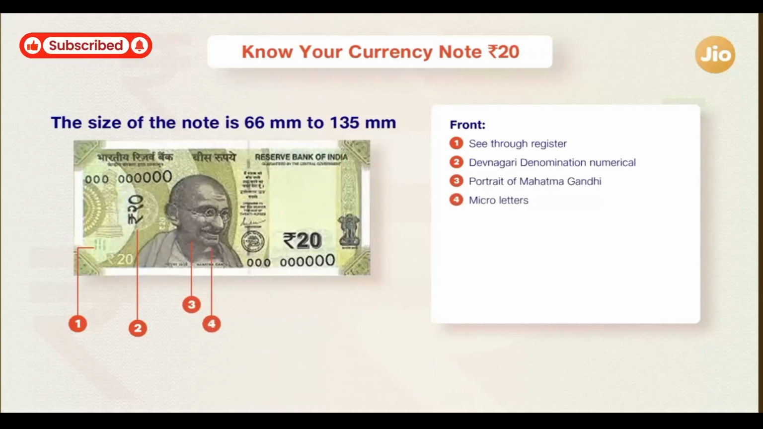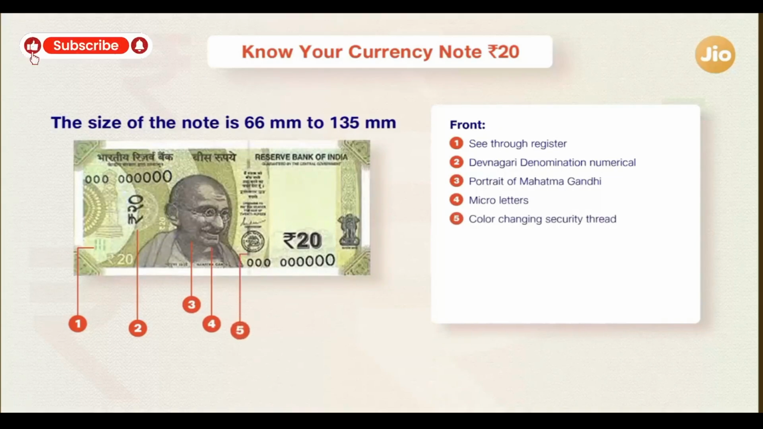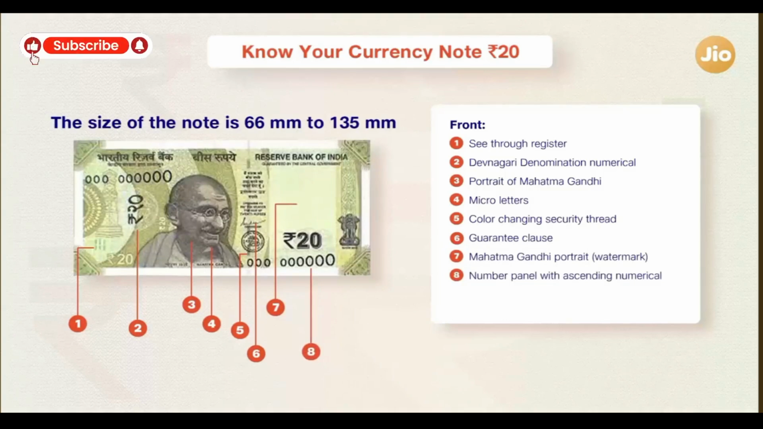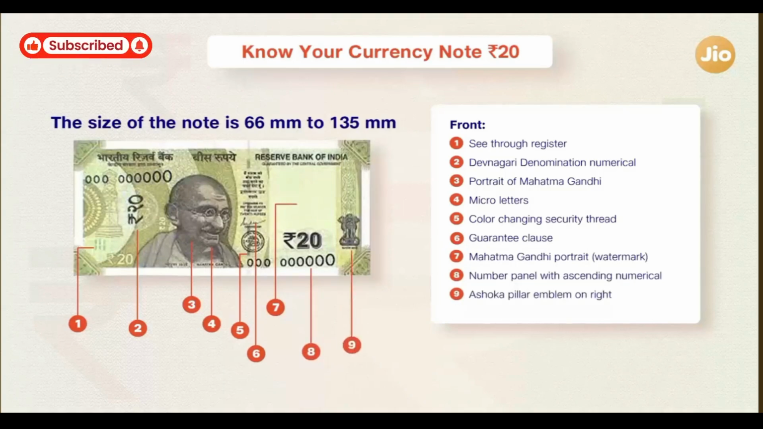Fourth, micro letters. Fifth, color-changing security thread. Sixth, guarantee clause. Seventh, Mahatma Gandhi portrait as watermark. Eighth, ascending numerical panel. Ninth, and the Ashoka pillar emblem on the right.